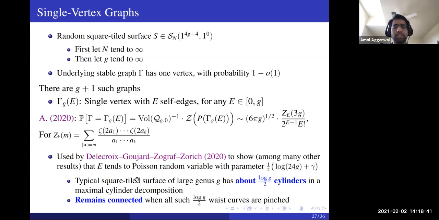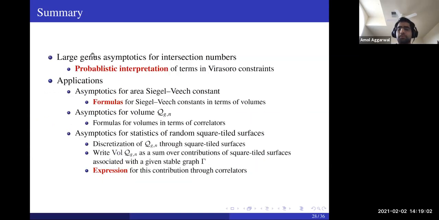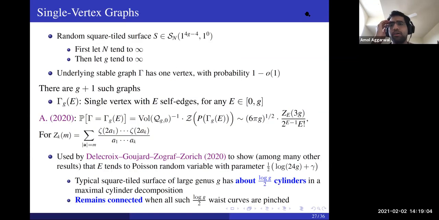So maybe just a few consequences of this statement: first, a typical square tiled surface has about log g over 2, so log of the square root of g, cylinders in a maximal cylinder decomposition, and second, it remains connected after I pinch out all of these cylinders. Okay, so any questions about any of that?